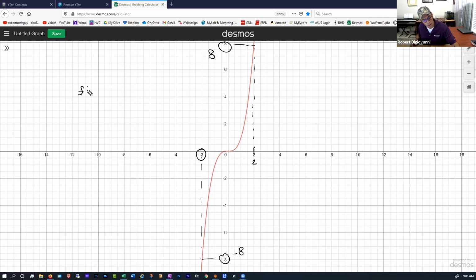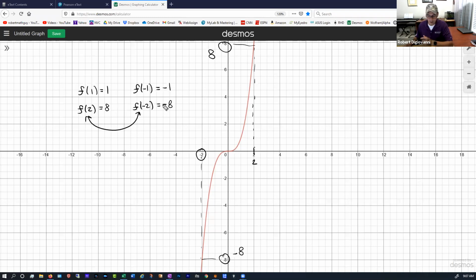When I plugged in 1, I got 1. When I plugged in -1, I didn't get 1, I got -1. When I plugged in 2, I got 8. And when I plugged in -2, I got -8. So basically what's happening is that these two answers are not equal, right? f of 2 is not equal to f of -2, but they're off by a sign. If one of them is positive, the other one will be negative.